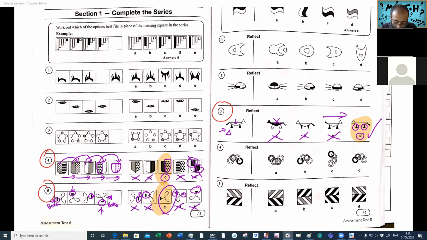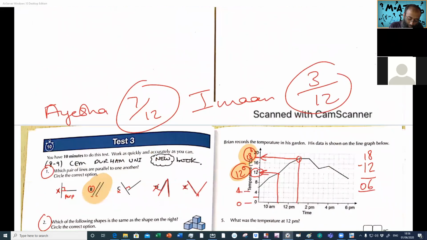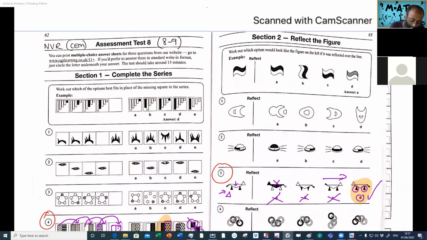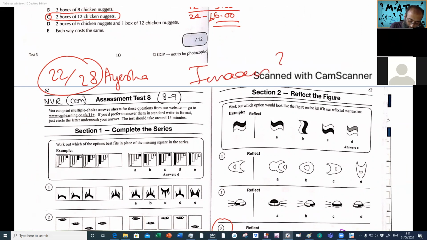So you didn't ask us our marks for this. Oh yeah, of course. I got 22 out of 28. So Aisha, what did you get for the maths? You got 7 out of 12. Iman got 3 out of 12. And for the verbal reasoning, what did you get, Aisha? 22 out of 28. I remember I saw it on the paper. And what did you get, Iman, for the second test? 24 out of 28.